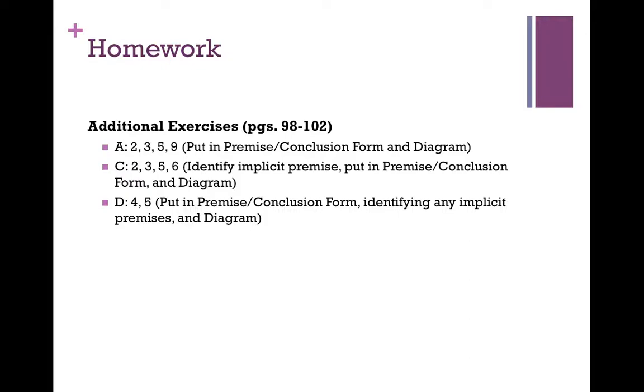Same thing with section C. Identify the implicit premise, put in premise conclusion form, and then diagram them. And then section D, again, put in premise conclusion form, identify any implicit premises, and then diagram them.